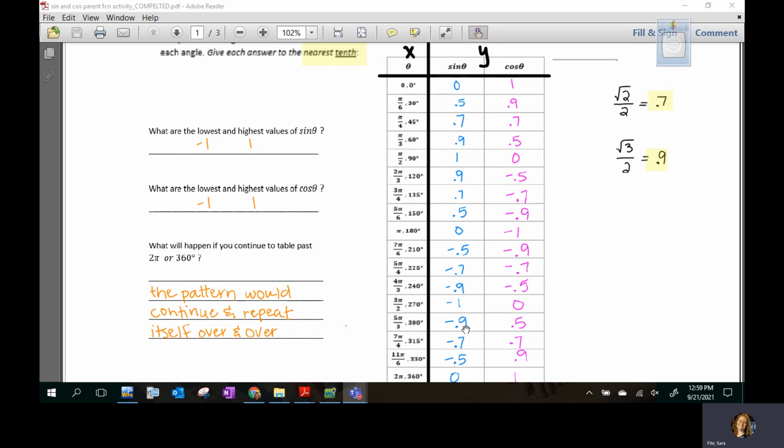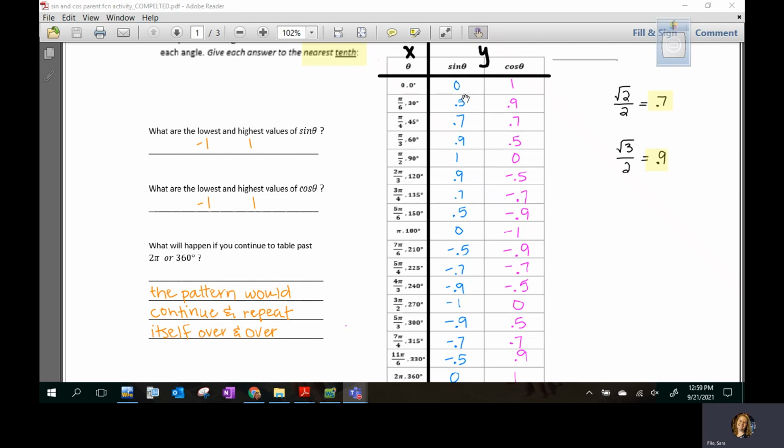And we determined if we were to continue past 360, the pattern would repeat. It would continue over and over and over. You'd hit the same values, just like when you would go around the unit circle, you just kept going to the same points over and over and over because it's cyclical.